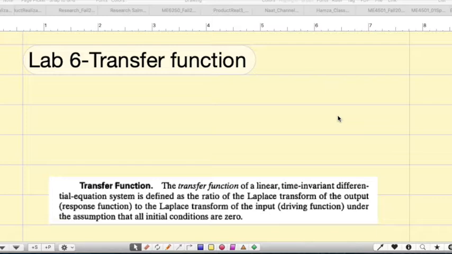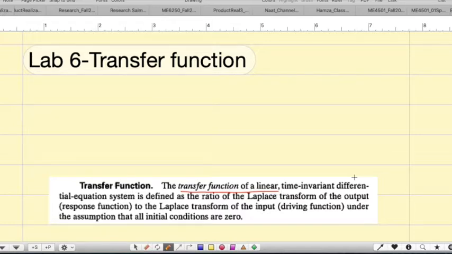We are learning about the transfer function. So the transfer function is the output over input of a linear time invariant system, a system which does not change its response with the passage of time. So what happens? This is the transfer function definition of a linear time invariant differential equation.